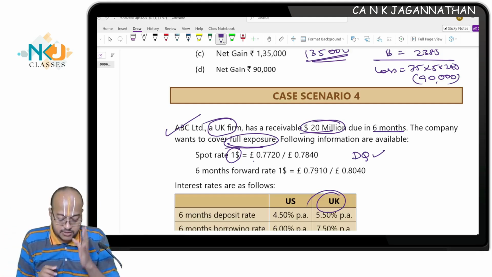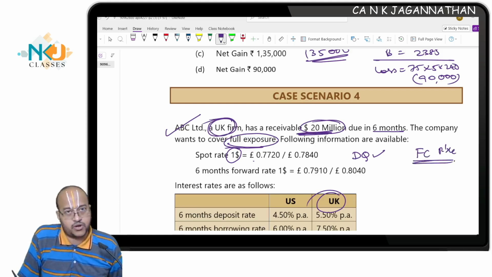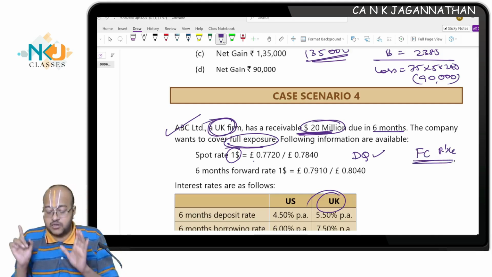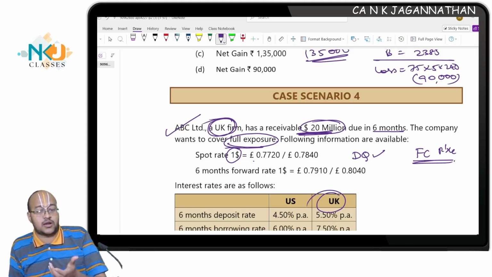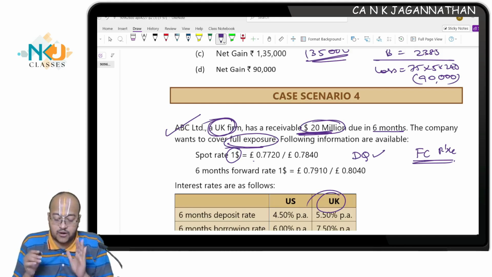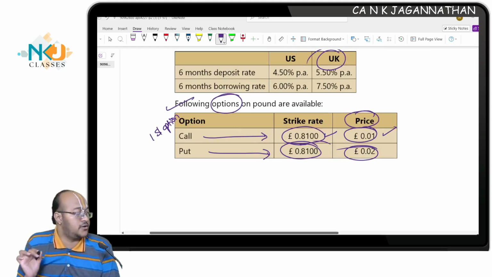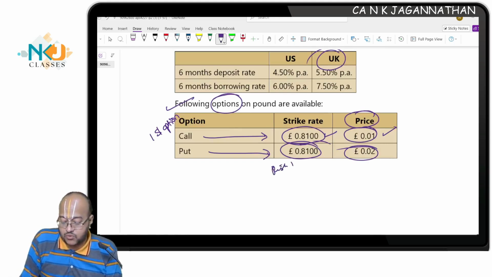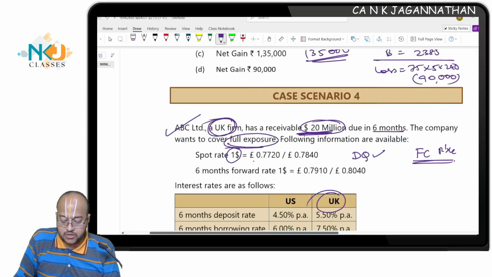Now, in this case, the UK based firm has a foreign currency receivable. Here, the foreign currency is dollar. The UK based firm has a dollar receivable. Agreed. After receiving the dollar, he will sell dollar in the future. Now, should I take a call option or a put option? I will take the put option, because I want to sell, so I want a right to sell. Are you all understanding? So 0.81 will be the strike price and 0.02 will be the premium amount.